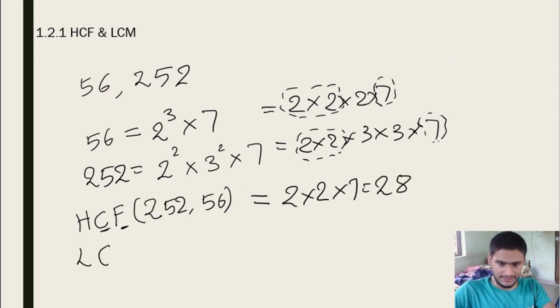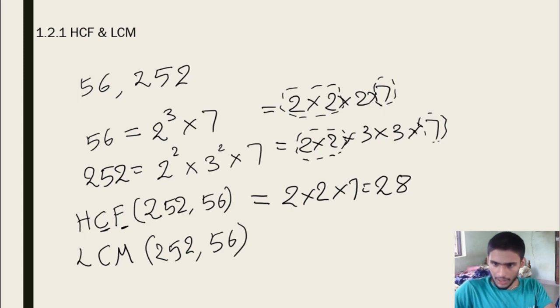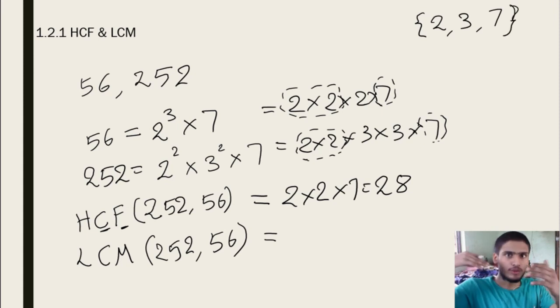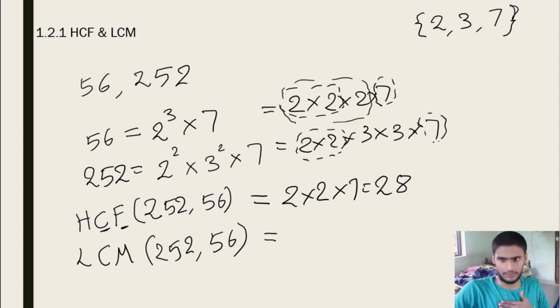And the LCM, you know the strategy to find the LCM. Let me just recount it for you. You have to find all the factors of both these numbers. So in our case it's 2, 3 and 7, and you have to pick from which of the two numbers these factors appear the most amount of times.